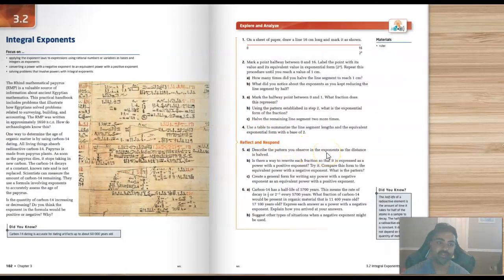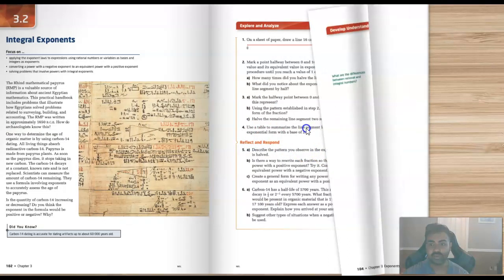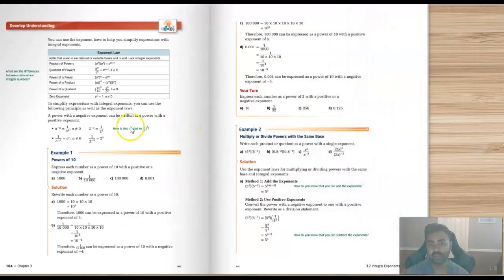And then 3.2 was integral exponents, which are basically exponents to the whole number. So we're not dealing with fractional exponents. And the main thing you need to review here is the exponent laws. You can see in the top left here.